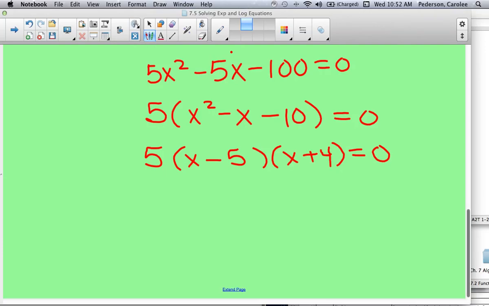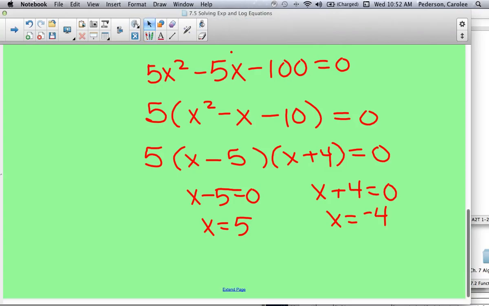Now we set each factor equal to 0 and solve for x. So each factor is x minus 5 and x plus 4. Now we undo and we get 5 and negative 4. Again, with logarithms, we just want the positive value.